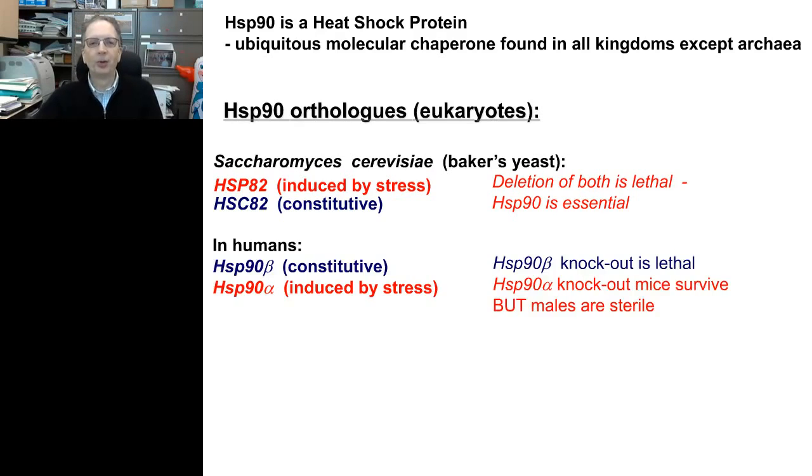In humans, there's a similar situation. There's a beta isoform that is constitutively expressed. Its knockout actually is embryologically lethal. And there's an alpha isoform that is stress-inducible. Mice can survive knockout of HSP90 alpha, but males are sterile.